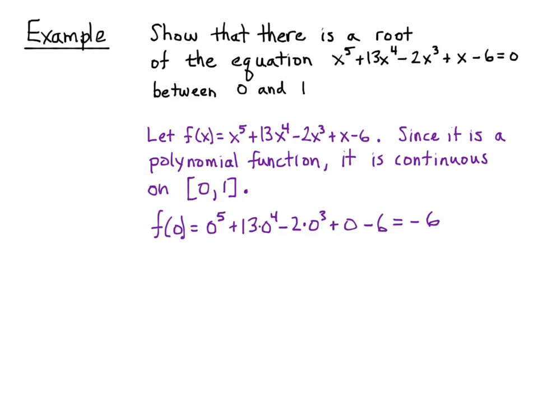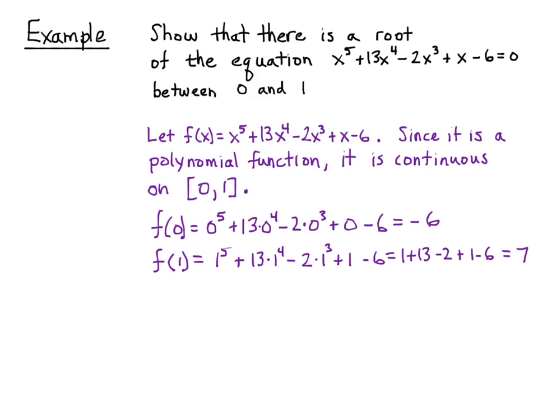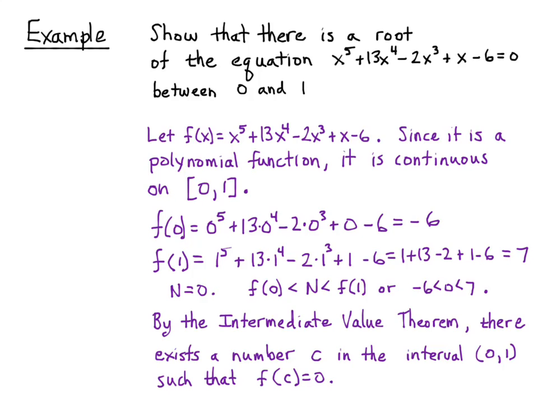Then I'm going to evaluate f at 0. f at 0 is -6. And then I'm going to evaluate it on the other end. f at 1 equals 7. Now, in order for this thing to have a root, that means that the function is going to equal 0. So this intermediate value, n equals 0, is between -6 and 7. So there has to be some value in between 0 and 1 that makes this thing equal to 0.